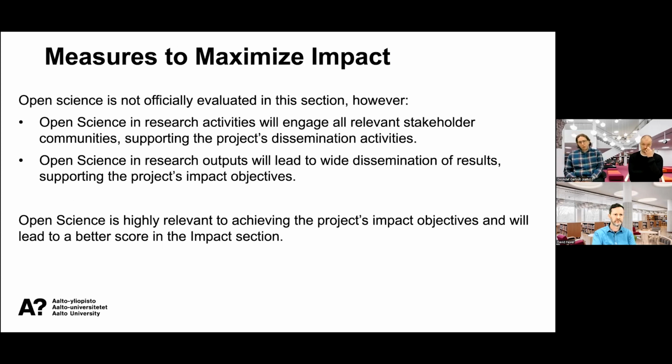And then finally, in the measures to maximize impact section, this is, again, not a place where open science is specifically evaluated, but the open science activities that you take part in clearly create pathways for the wide dissemination of your project knowledge and project results, for gaining information from the potential users of your results. And all of these contribute to the dissemination activities and achieving the project's impact objectives. So well-described open science makes your planned dissemination and exploitation much clearer and helps the reviewer see the pathways for getting the results from the consortium to the people who can use it and achieving the impact goals.